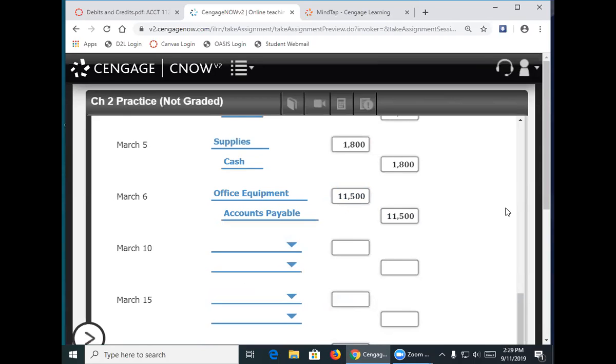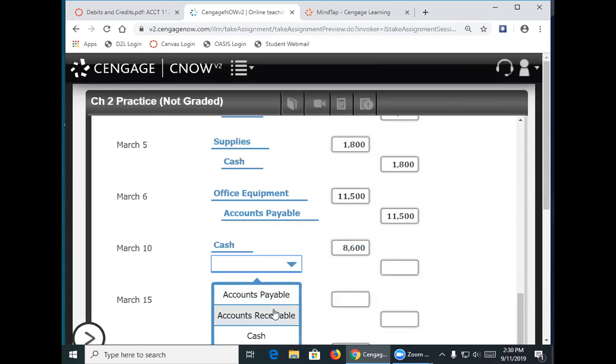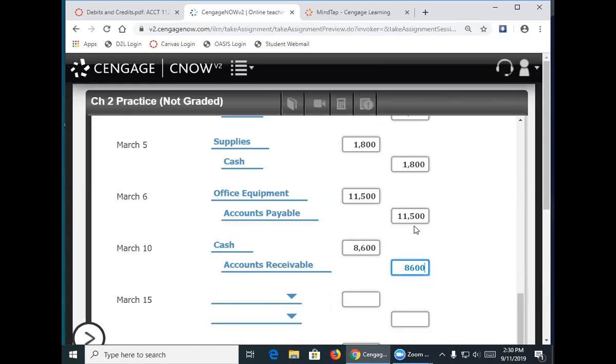Okay. Let's see, March 10th, we received cash from customers on account. Seems a little trickier. So what accounts are being affected there? Accounts receivable, good. Cash, you guys got it, perfect. Which one do I debit? Cash. On this one, you're debiting cash because cash is increasing. So they're paying you cash. And then accounts receivable is an asset, and it's decreasing because customers are paying on their balance.